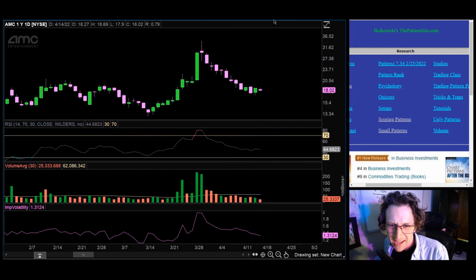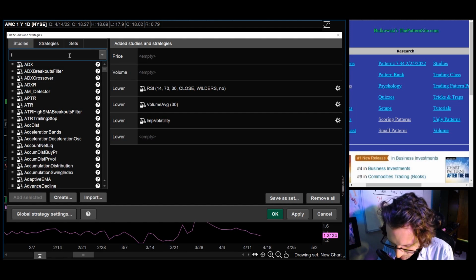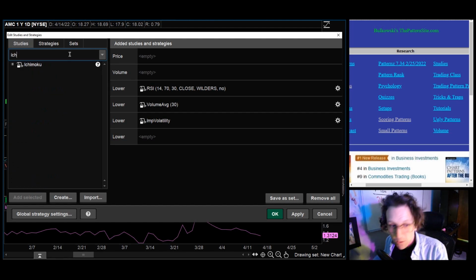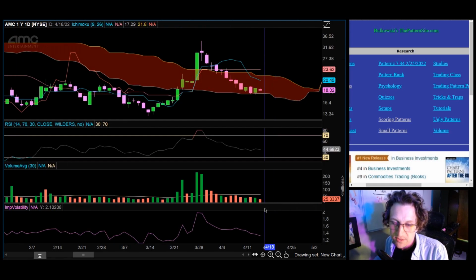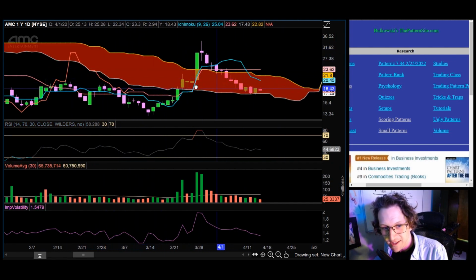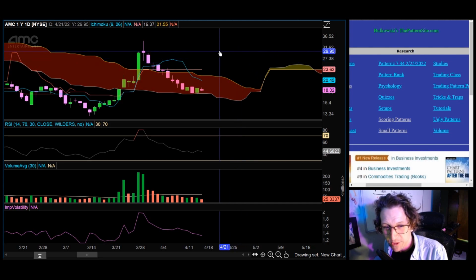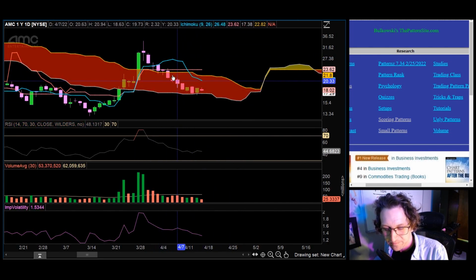I want to look at something I don't typically pull up, and that's the Ichimoku cloud. The Ichimoku cloud is some sort of combination of different indicators, and it makes this cloud on your chart, and you can see this is big in red. So there are some strategies regarding how to interpret this information.